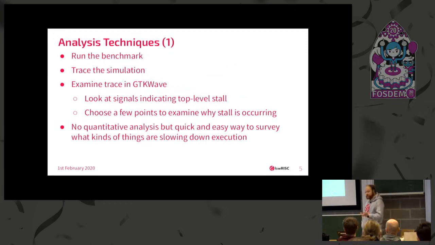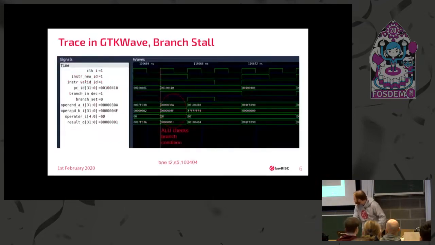I didn't do anything complicated. Literally run some benchmarks, trace the simulation, open up the trace in GTKWave, and just start having a look around. What you're doing here is trying to identify interesting behaviors that you can then poke into more and then determine if they're actually causing you performance issues. So it's not a quantitative analysis, but it's just a quick and easy way to get an idea of what's maybe going wrong. So I run CoreMark on our Verilator simulation, and I open it up in GTKWave, and I have a poke around.